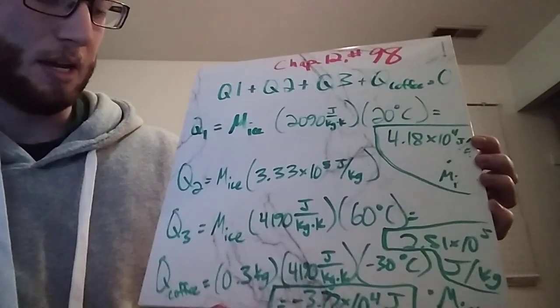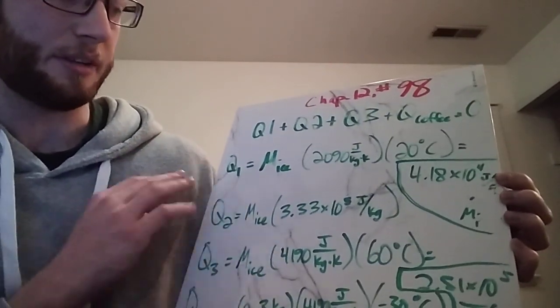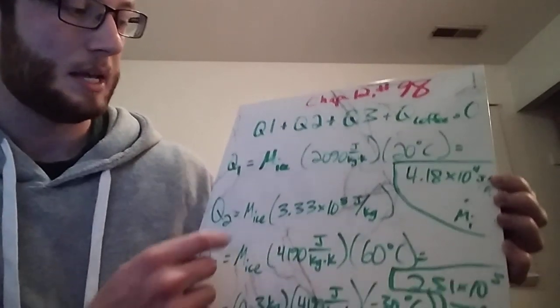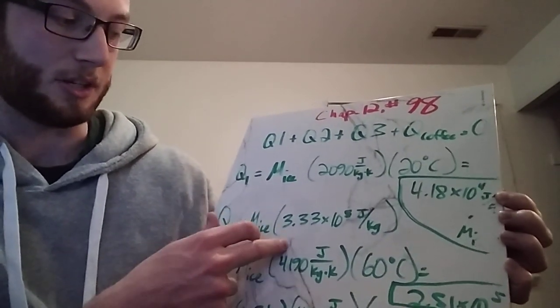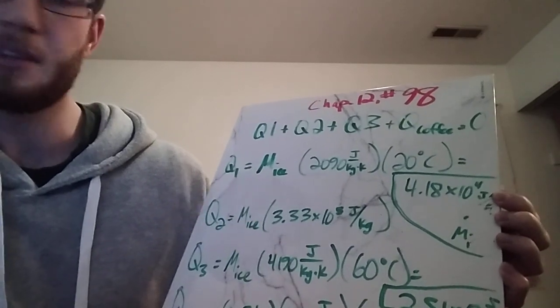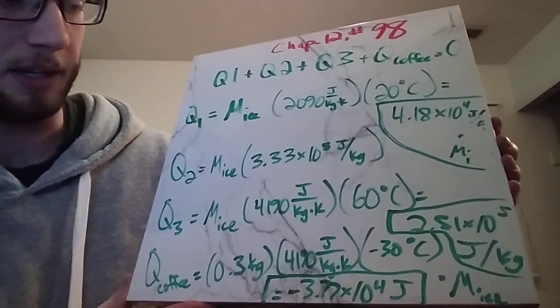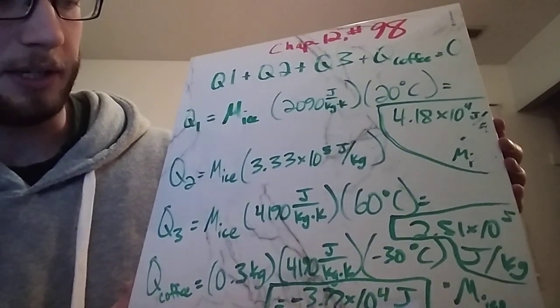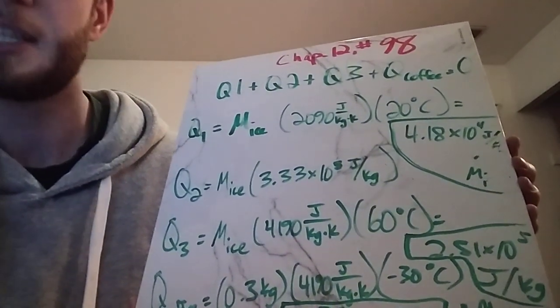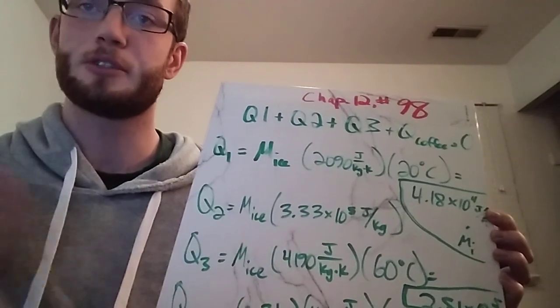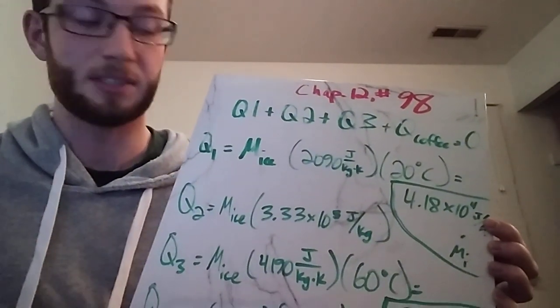Q2 is going to be solved pretty similarly, but because we're not changing the temperature at all, we don't need to throw in a temperature. So it's just going to be the mass of the ice times the constant 3.33 times 10 to the 5th joules per kilogram. Q3 is going to be the mass of the ice times 4,190 joules per kilogram Kelvin times 60 degrees because we're again raising the temperature of water from 0 degrees to 60 degrees Celsius.